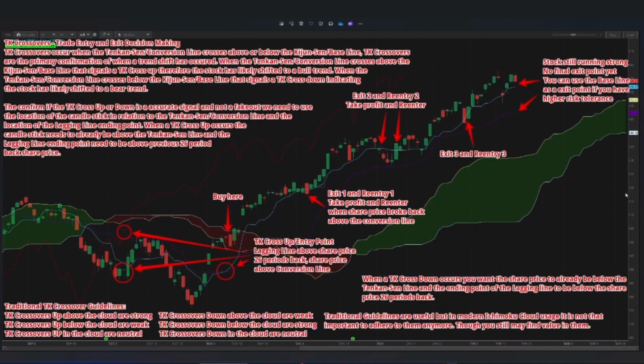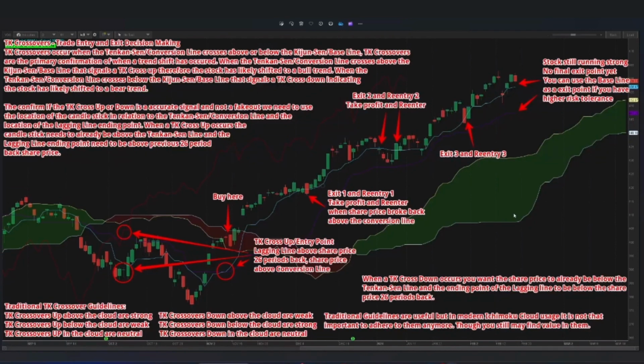Now, the fun part, the TK crossovers. We've got trade entries, exits, decision making. So TK crossovers occur when you have a Tenkan conversion line cross above or below the Kijun base line. So TK crossovers are the primary confirmation signal for when trend shifts have occurred. So instead of trying to predict where the bottom of the stock is, where the top of the stock is, the TK crossovers are designed to give you confirmations that the trend has actually shifted to the upside or the downside.